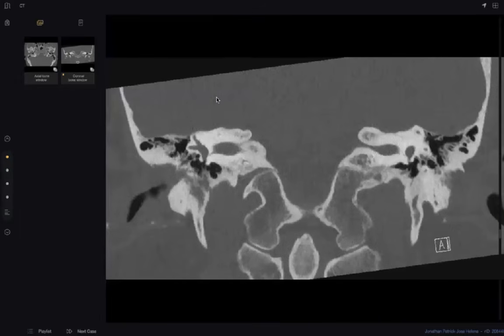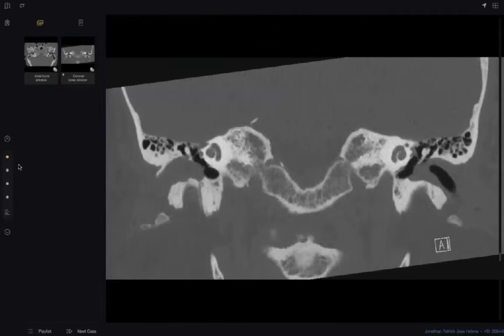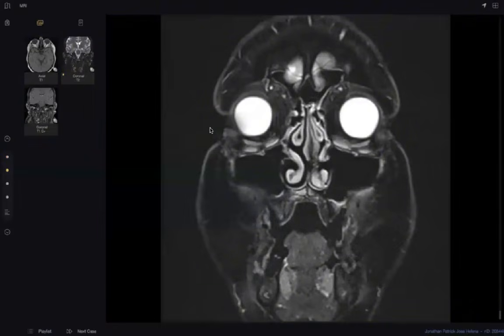In my routine practice, I would look at the soft tissue window as well. And maybe if the patient is still in the hospital, I would proceed with contrast, or better to do MRI with contrast, because I'm suspecting an aggressive process of the external auditory canal.